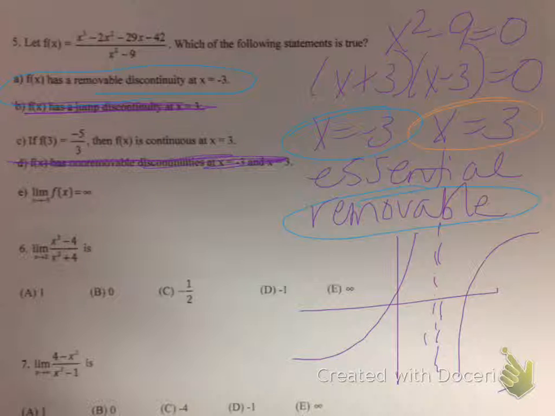You could have tried to factor the numerator. It might have taken the entire time of the test. So it's a little bit easier to just, by a process of elimination, see what would make the most sense here.